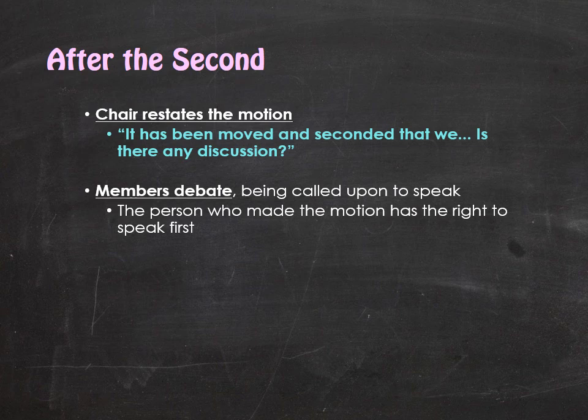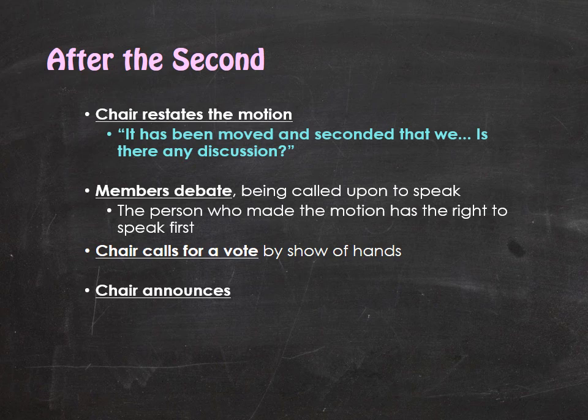Maybe members want to spend more money, or they think that the money should also be used to buy snacks instead of just pumpkins. The chair calls on people to keep things organized, and whoever made the motion, in this case, Jen, has the right to speak first, since it was her idea. After a few minutes of discussion, the chair calls for a vote and then determines if it carries, meaning it got approved, or if the motion is lost, meaning it did not get the majority's approval. Then, the chair continues on to the next item of business.